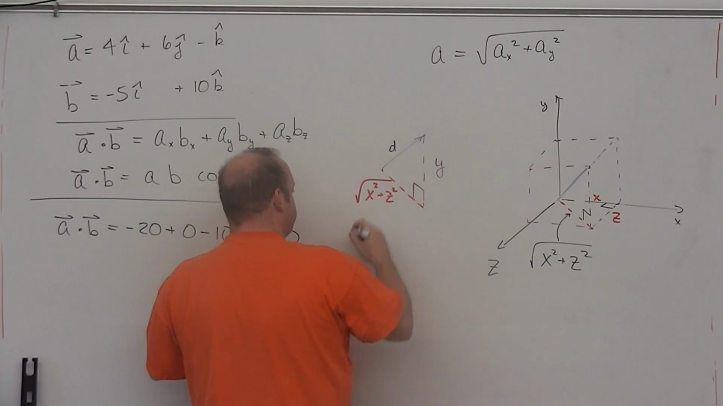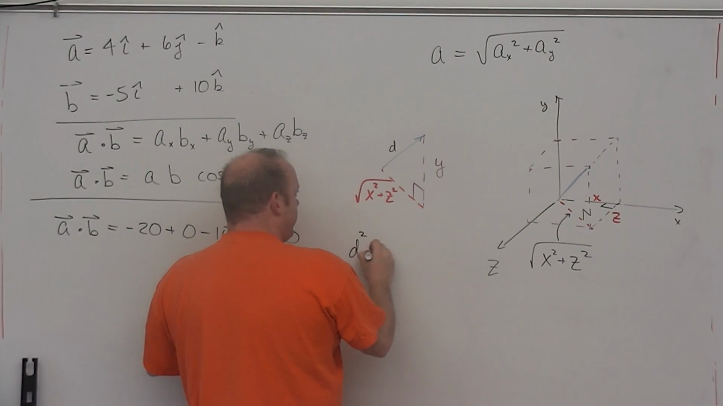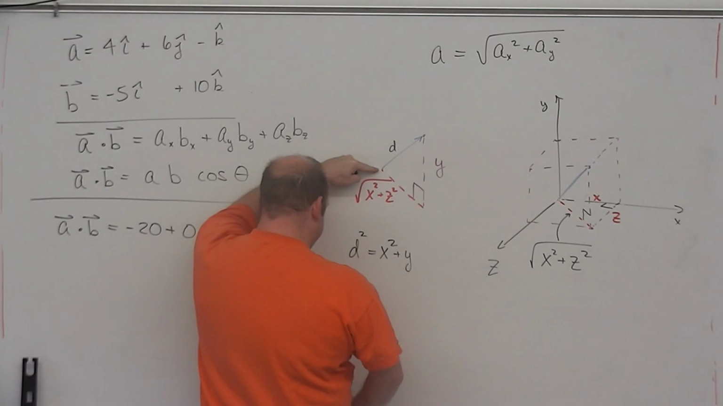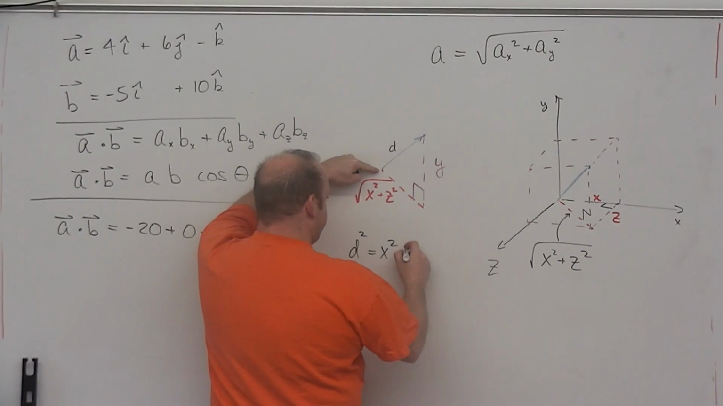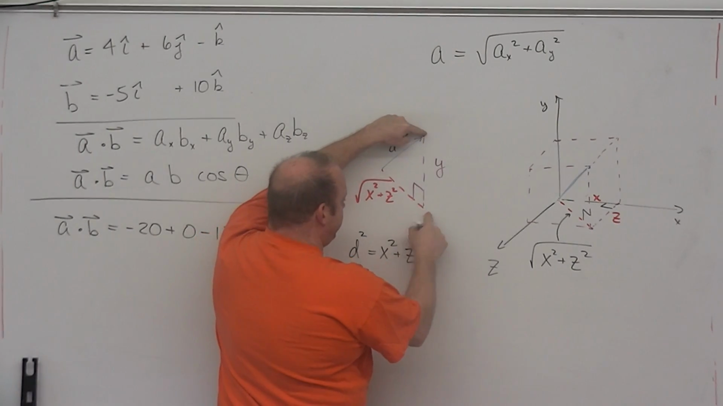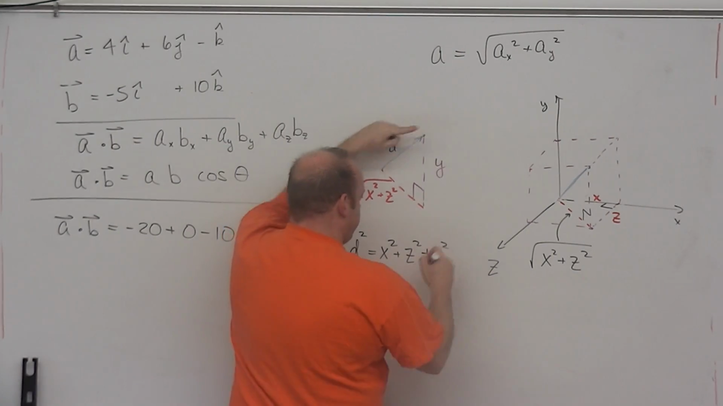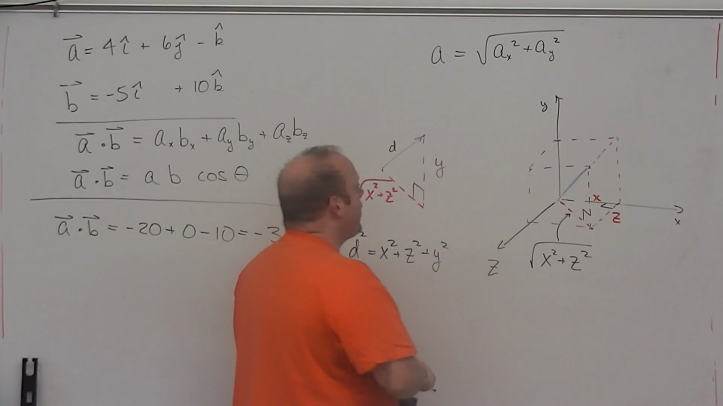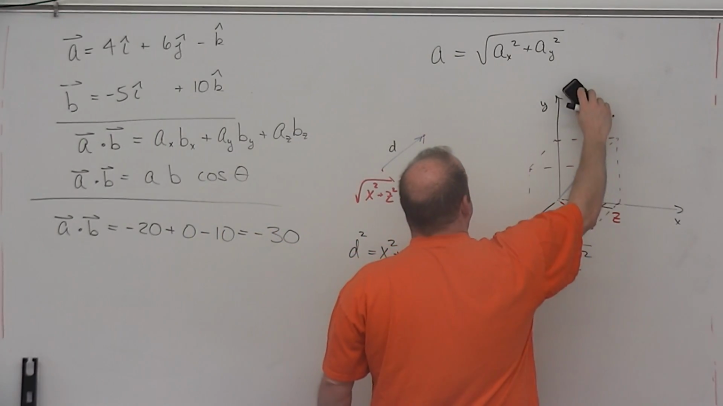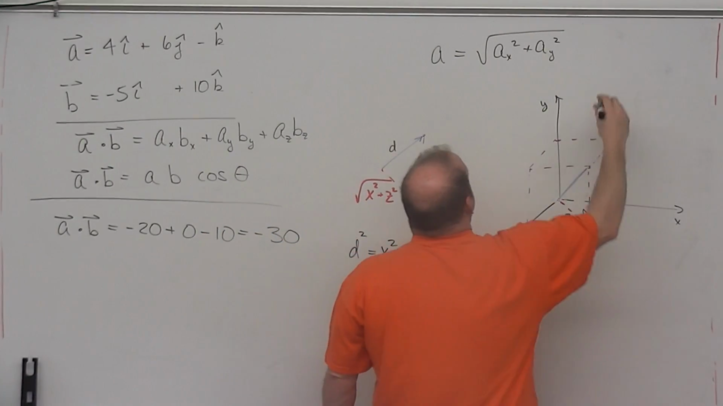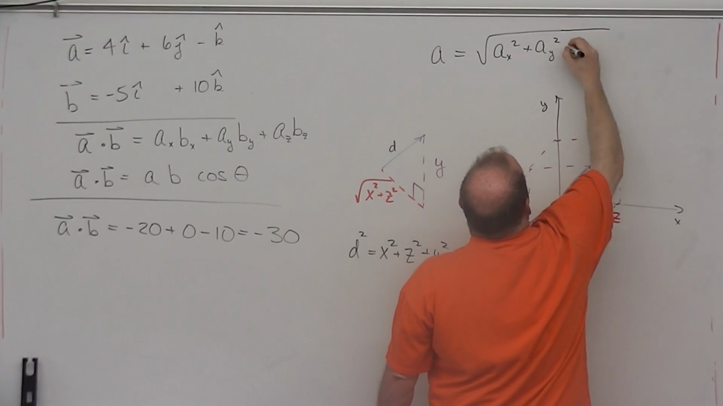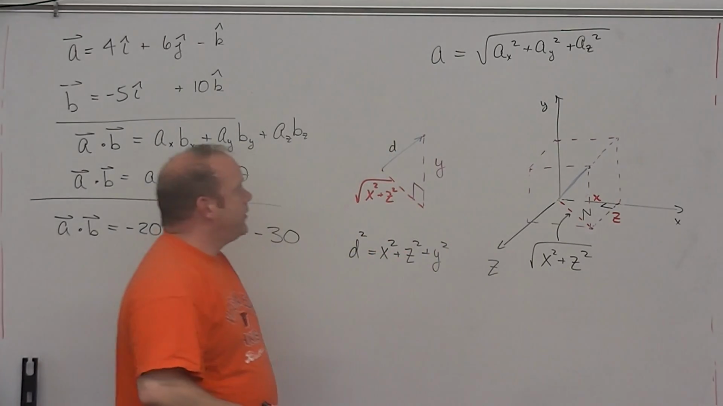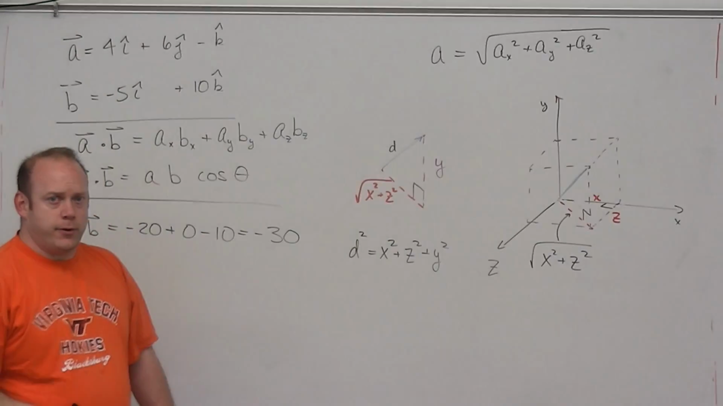d squared will equal this distance squared, which is x squared plus z squared, plus this distance squared, y squared. In general, if we want to figure out what the components are here, all I'm going to do for 3 dimensions is add on the square of the z component.